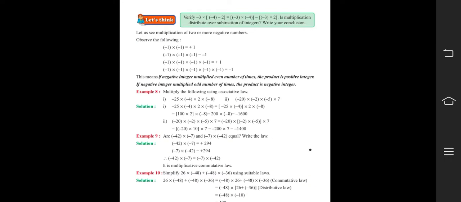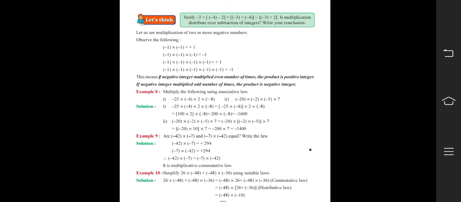Let us use multiplication of two or more negative numbers. Observe the following three children. Minus 1 into minus 1, how much? Plus 1. Minus 1 into minus 1 into minus 1, how much? Minus 1. Minus 1 into minus 1 into minus 1 into minus 1, how much, children? Plus 1. Minus 1 into minus 1 into minus 1 into minus 1 into minus 1, how much? Minus 1. So, what do you observe here, children?